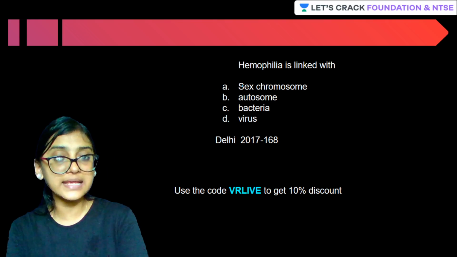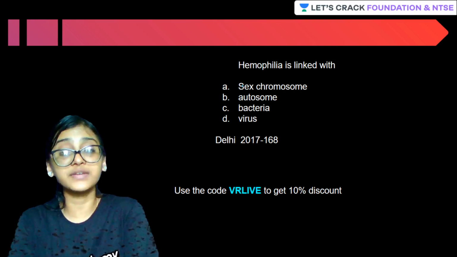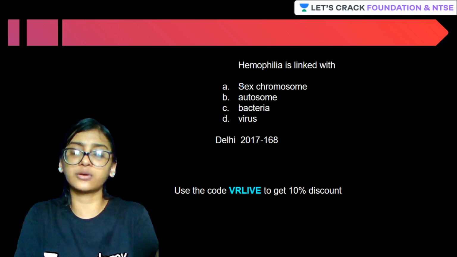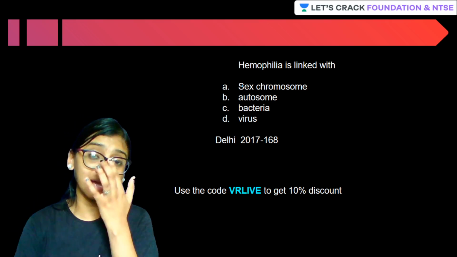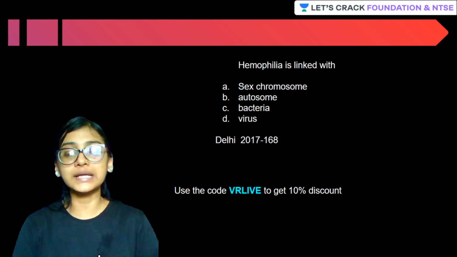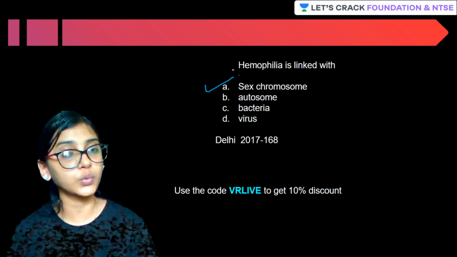So hemophilia is a type of disease in which the person suffering will show abnormal bleeding. There won't be clotting at all. So much blood will be lost, and the person can also die by bleeding. Yes. So this particular disease, hemophilia, is linked with the sex chromosome.